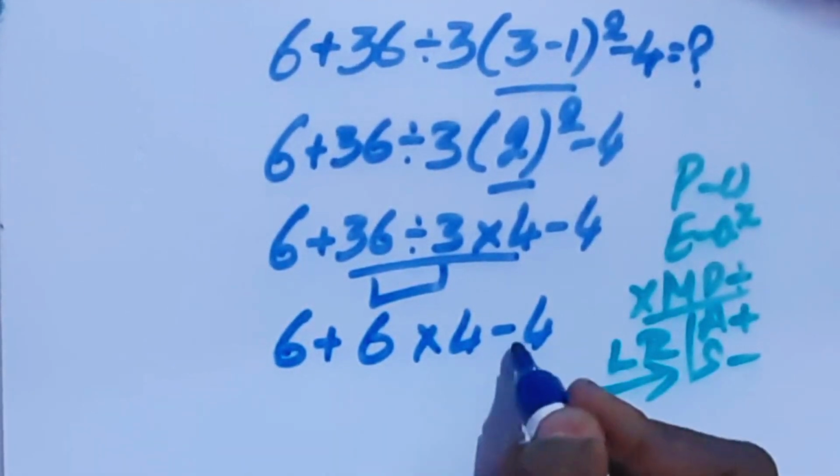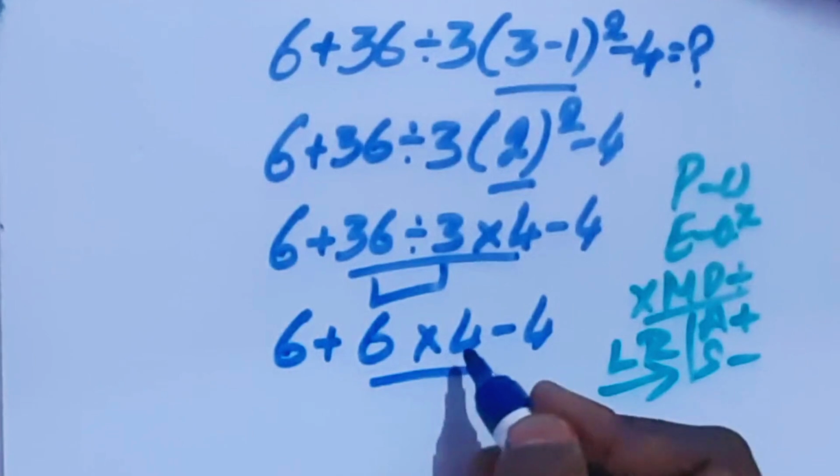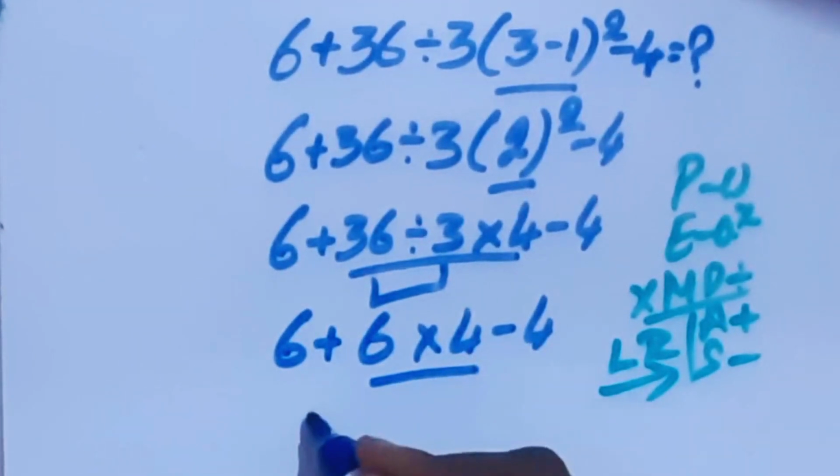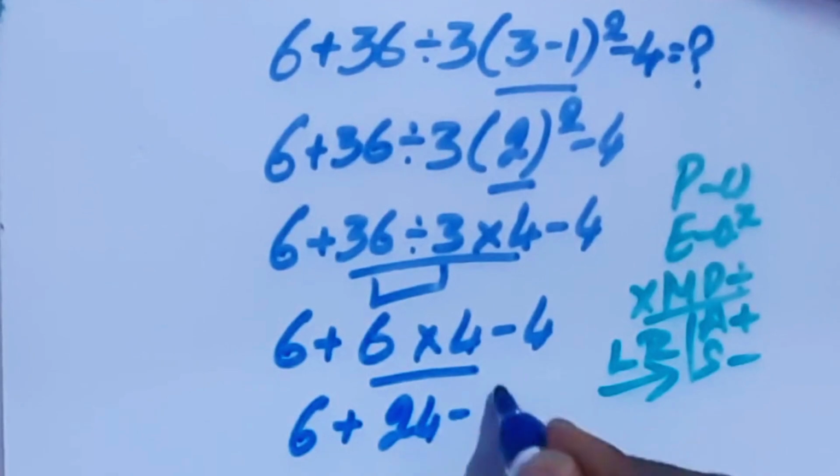Here we have addition, multiplication and subtraction. Here multiplication is higher priority than addition and subtraction. So we have to do this multiplication before the addition and subtraction. Here 6 plus 6 times 4 is 24, minus 4.